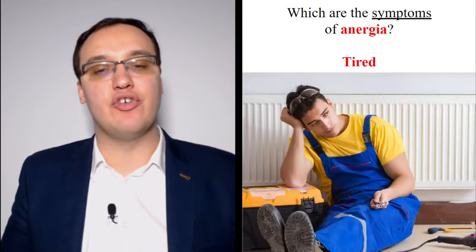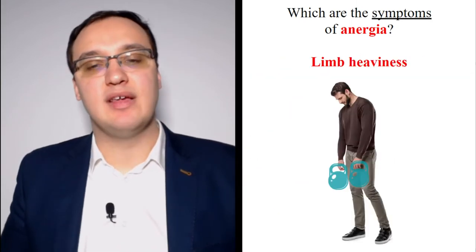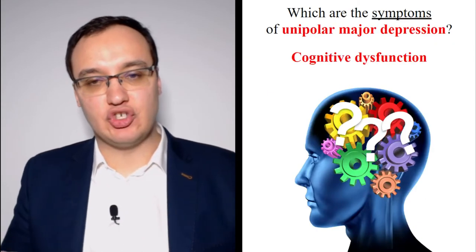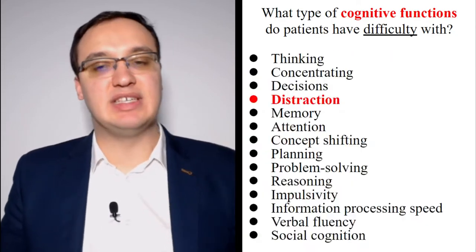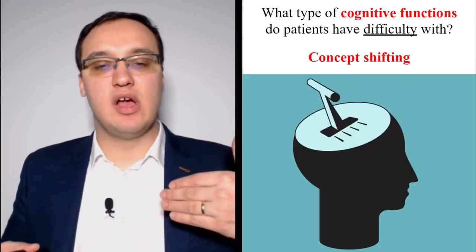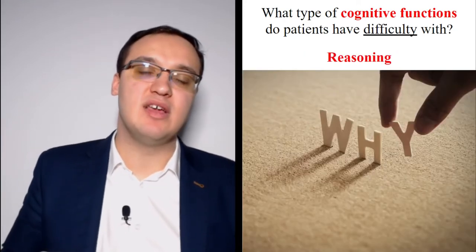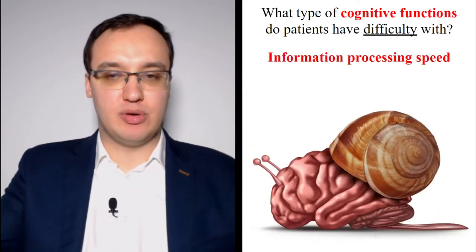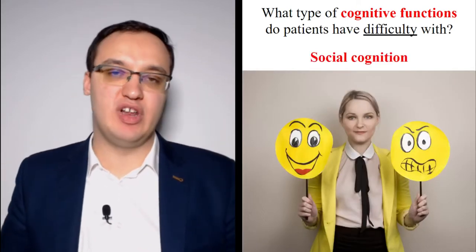Fatigue, you have lack of energy, called anergia. Anergia means you are tired, exhausted, listless, sleepy during the day, with limb heaviness and difficulty initiating and completing activities. Cognitive dysfunction, we have many things here. We have thinking problems, concentrating problems, decision making, distractions, memory problems, attention deficit, concept shifting is hard, planning is hard, problem solving is hard, reasoning, impulsivity. Then information processing speed is very slow, and verbal fluency and social cognition are really impaired.